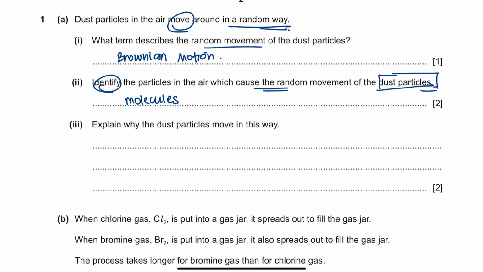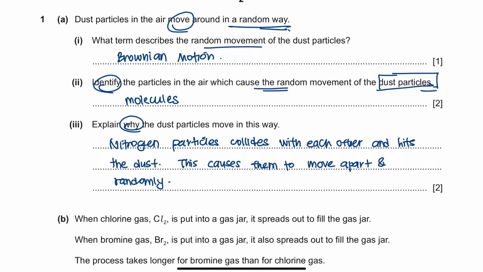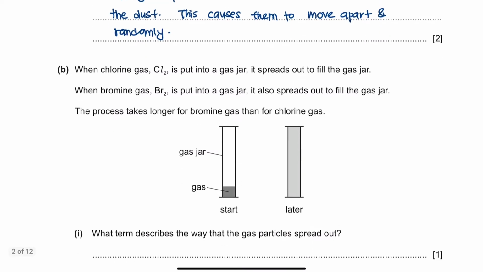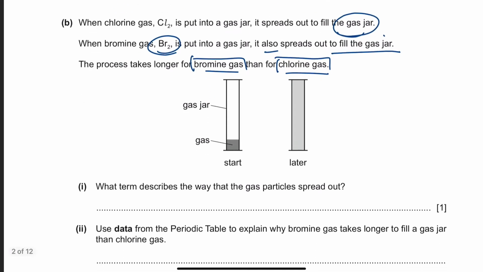Question 3. Explain why the dust particles move in this way. Now, nitrogen particles which are present in the air will collide with each other and this will hit the dust. And this is what causes them to move apart and start to move randomly. Question B. When chlorine gas is put into a gas jar, it spreads out to fill the gas jar. When bromine gas is put into a gas jar, it also spreads out to fill out the gas jar. The process takes longer for bromine gas when compared to chlorine gas.